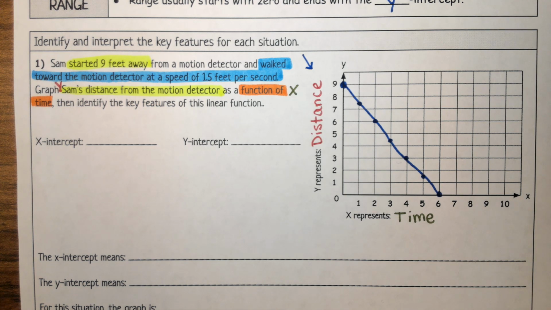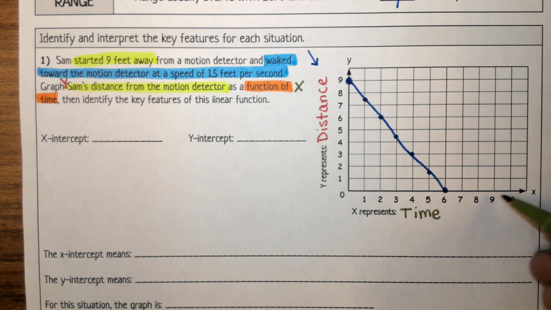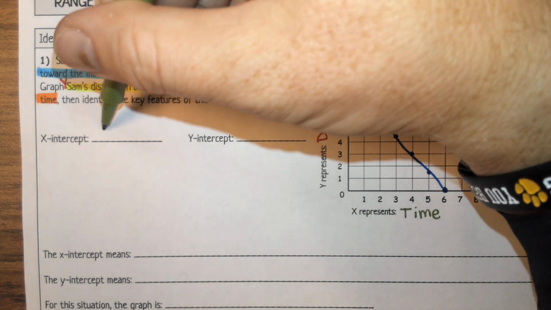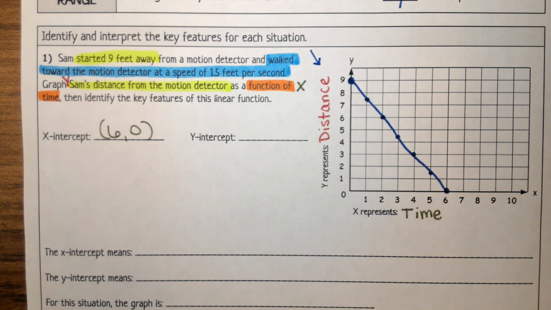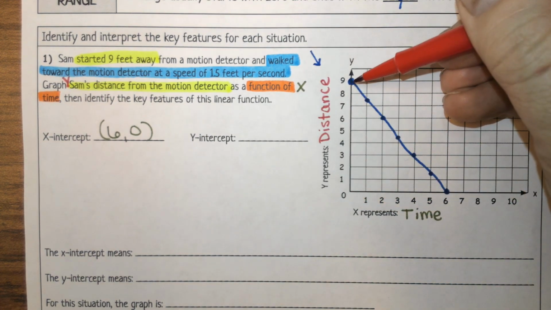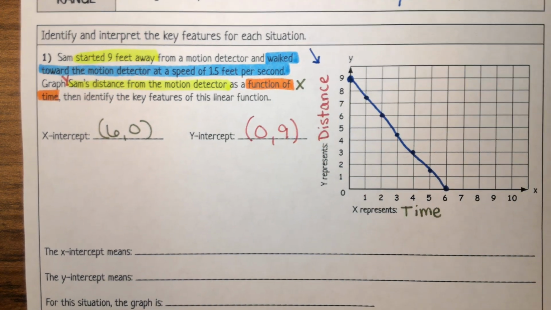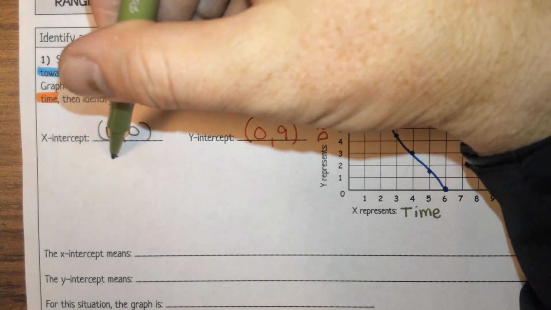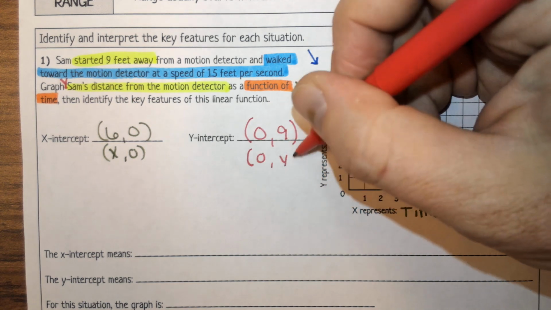Okay, now let's start answering these questions. First one, the x-intercept. Well, my graph hits the x-axis at 6. So my x-intercept would be 6, 0. And then my y-intercept is on my y-axis, is 9. So this would be 0, 9. If you remember with intercepts, my x-intercept is always x comma 0, and my y-intercept is always 0, y.